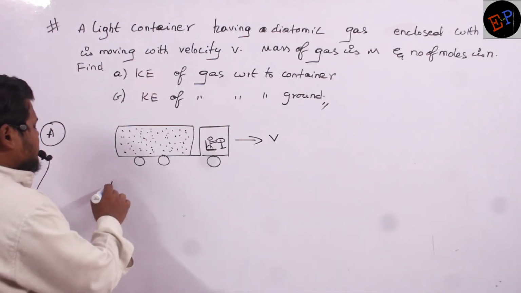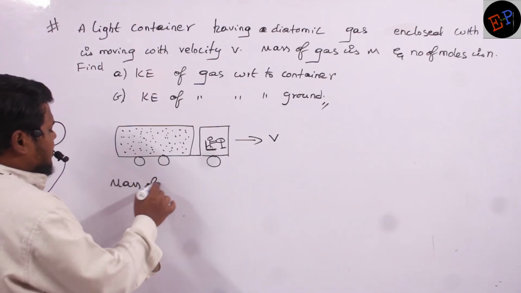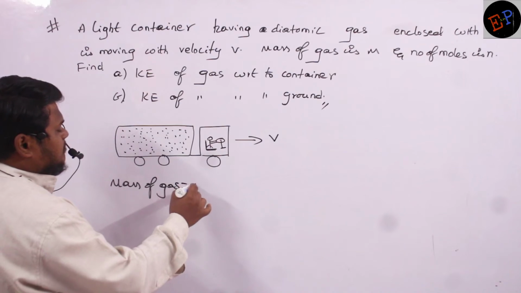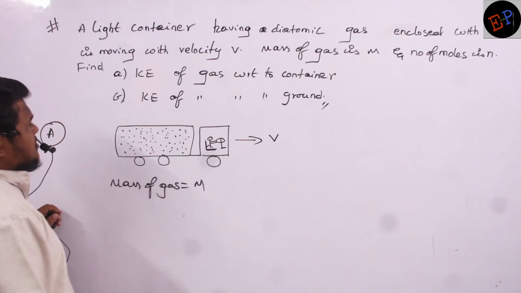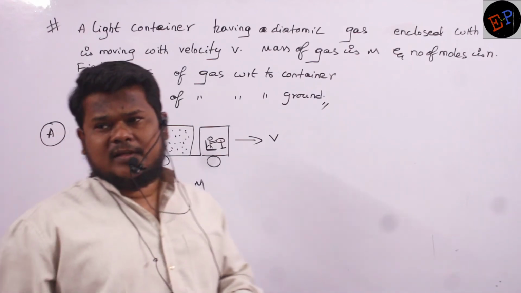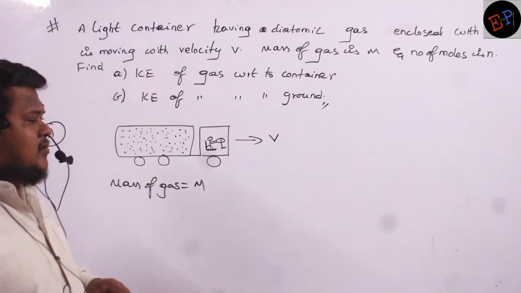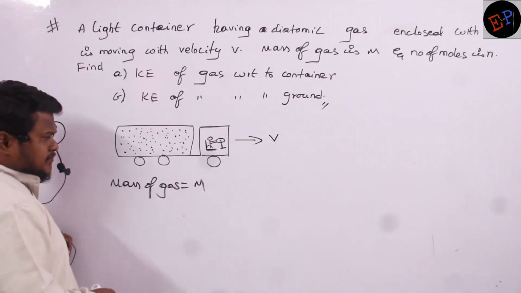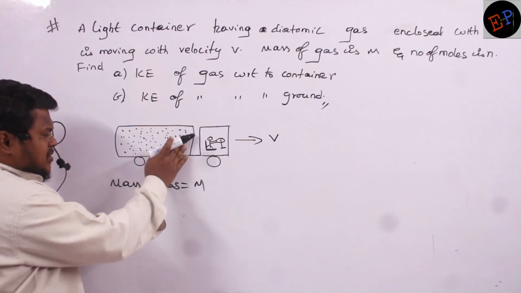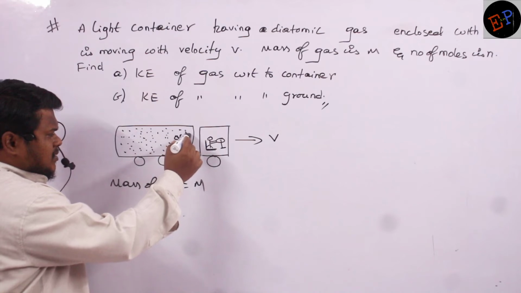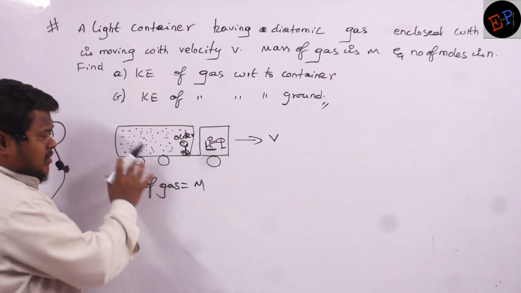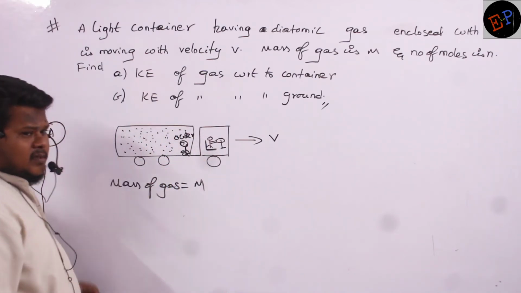Total mass of the gas is how much? Mass of gas is capital M, and the number of moles is N. Then the first question is, what is the kinetic energy of gas with respect to container? What is meant by with respect to container? It means there is an observer inside the container, and he is observing the molecules of this gas.